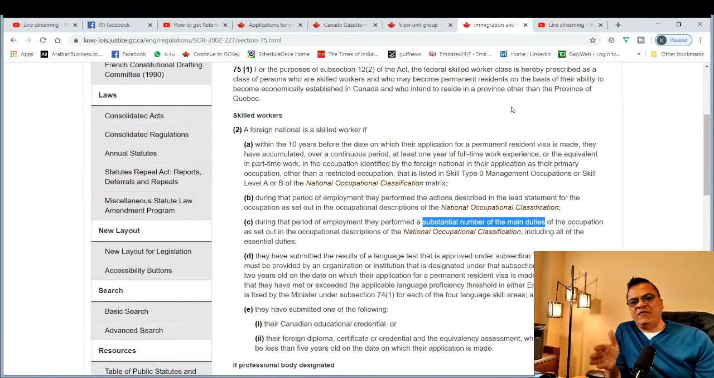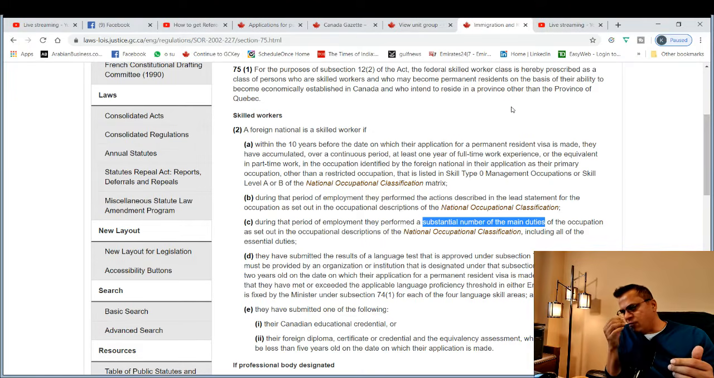If it doesn't state in the law, they don't really care about it. Now, most of it is objective because it is pretty detailed and explained. Now, when it talks about the substantial number of main duties, the word substantial by itself becomes subjective. Basically it means there is no parameter or fixed benchmark as to the percentage of your duties that should match.